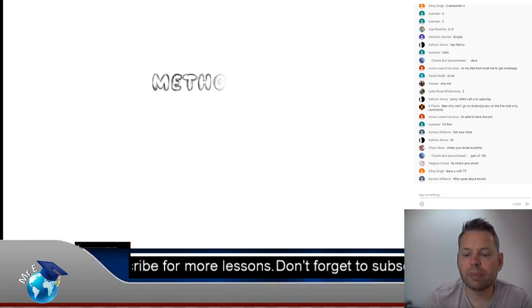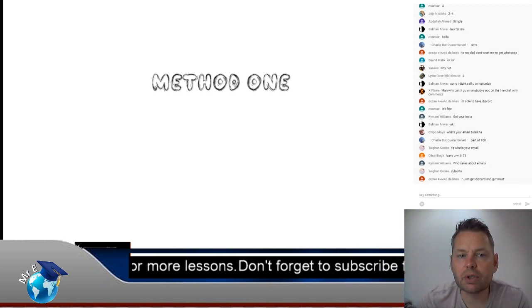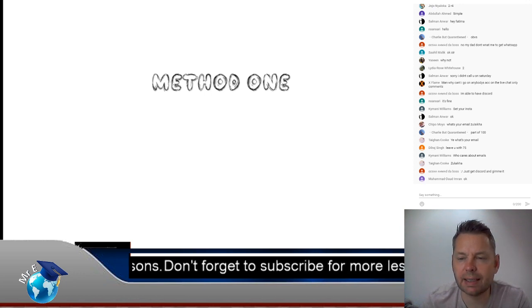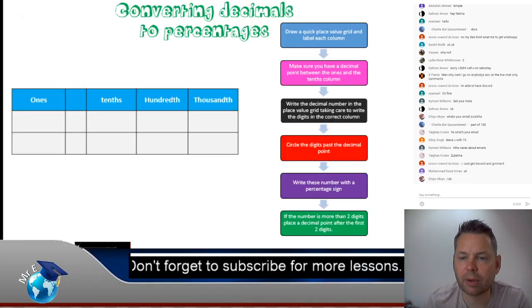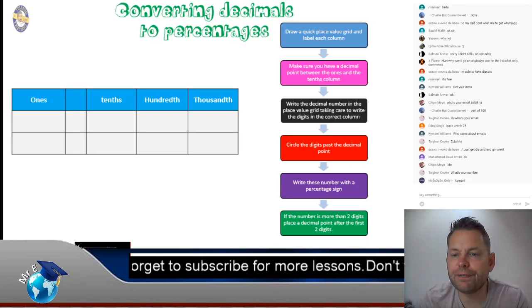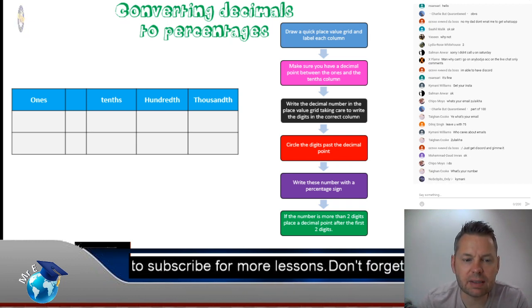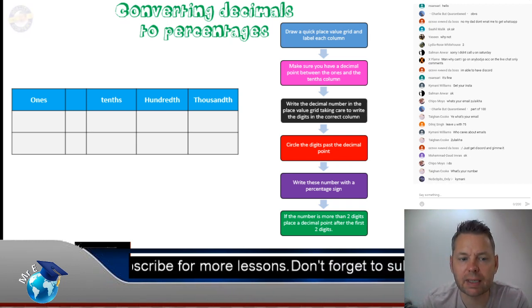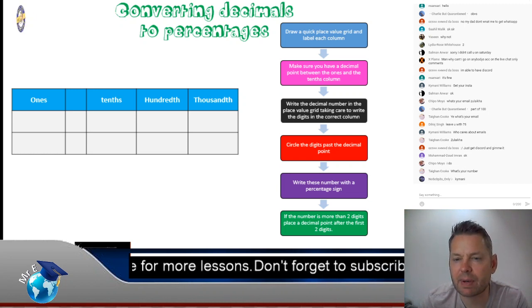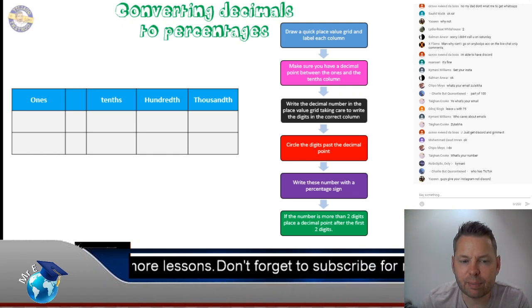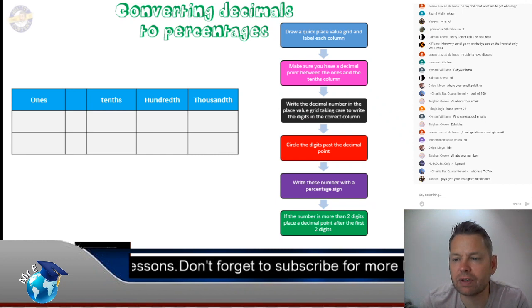Let's look at some of the numbers that we did before. I'm going to show you method 1 first, okay? It's a little bit more complicated than method 2, but I want you to get the idea of it. The first thing with all of these methods is you have to draw a place value grid. So while you've got your pen and piece of paper now, draw yourself the quickest place value grid you've ever drawn.